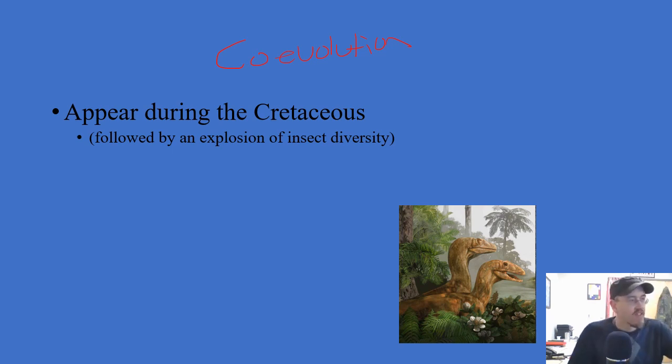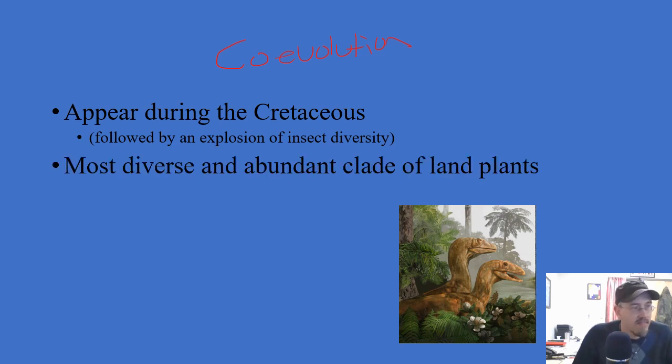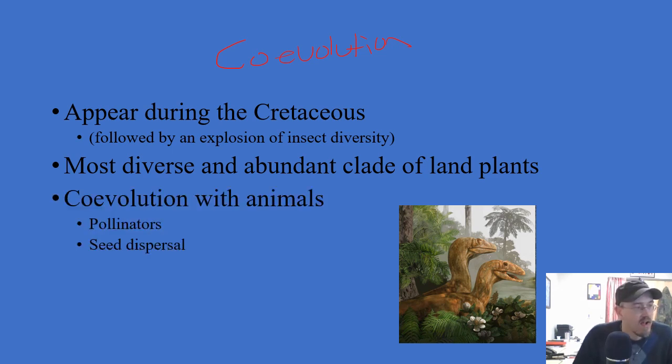Okay. Anyway, so during the Cretaceous, we have the evolution of these things. They are now the most abundant and diverse group of land plants, meaning they're everywhere and they're very diverse. They co-evolved with animals in a couple of ways, especially pollinators with the insects, and seed dispersal. Animals often eat the seeds and poop them out somewhere. They spread the seeds around, or the seeds hook onto your clothes or your fur, and you carry them around and drop them off. So they've evolved to take advantage of animals in many ways.